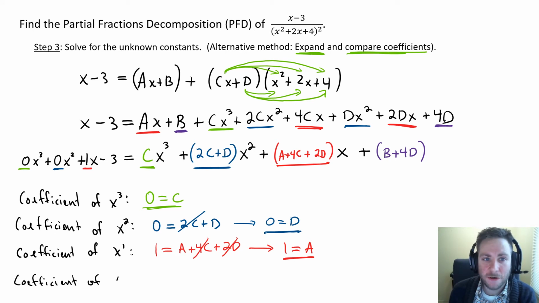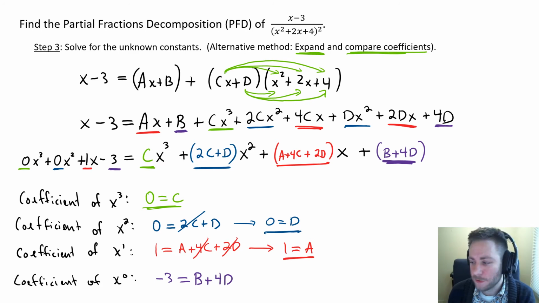And finally, if we look at the coefficient of x to the 0, which is just another name for the constant term, that shows us that -3 equals b plus 4d. And knowing that d equals 0, this simplifies to negative 3 equals b.